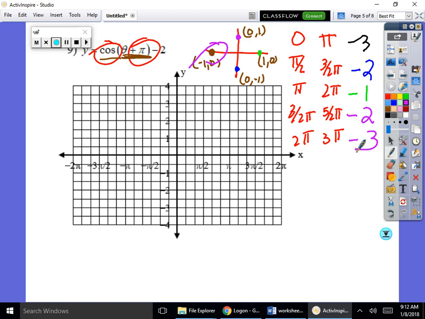So 0, -3. Pi over 2 and -2. Then pi and -1. 3 halves pi is -2. So this is one of those pretty symmetrical ones. And it goes like that. Sorry, I missed a dot, but you get it.